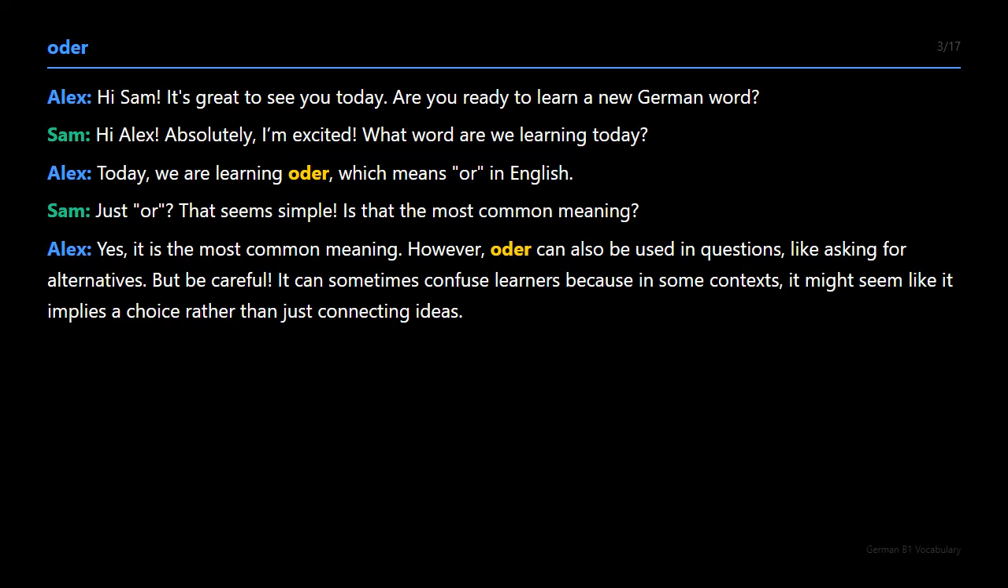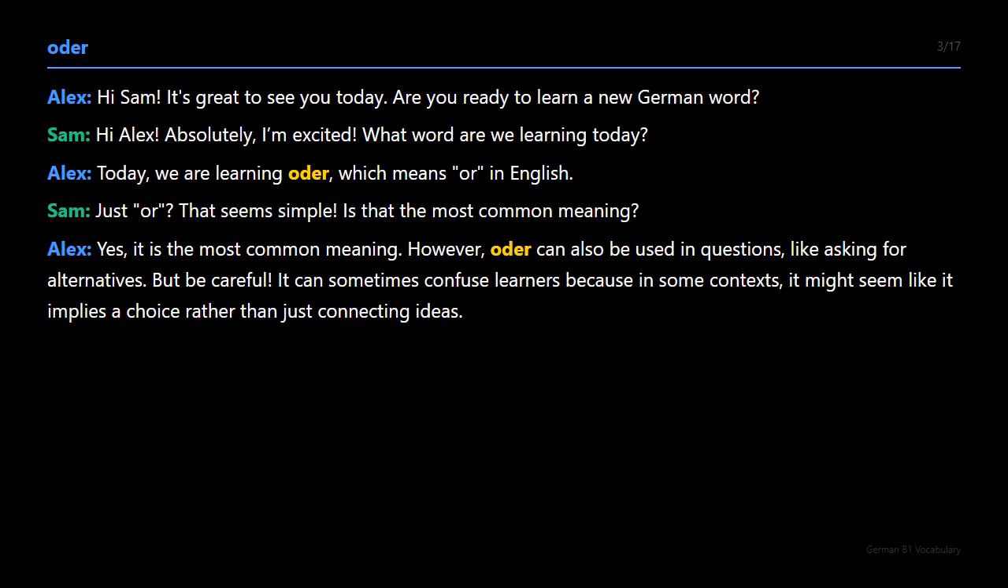However, oder can also be used in questions, like asking for alternatives. But be careful. It can sometimes confuse learners because in some contexts, it might seem like it implies a choice rather than just connecting ideas.